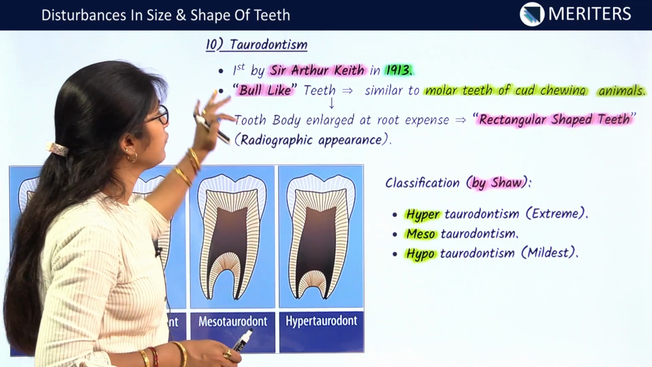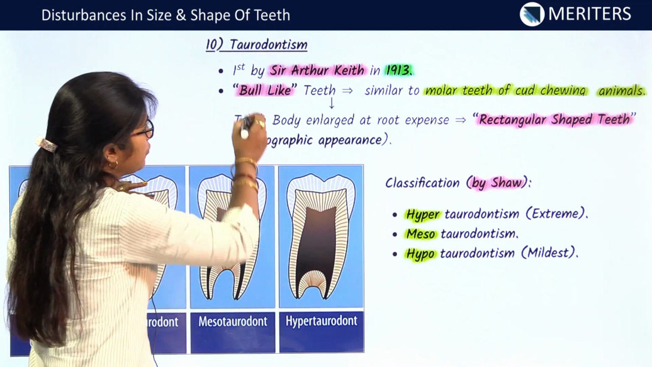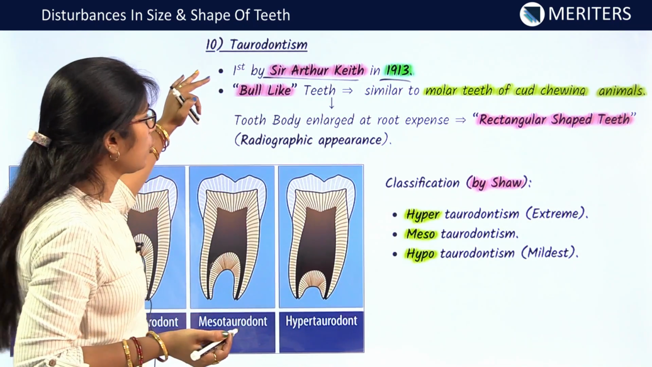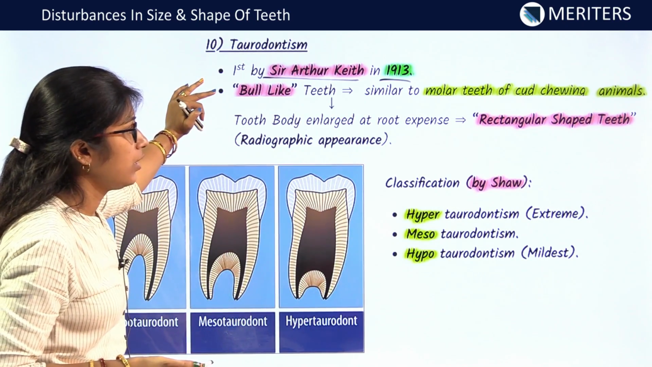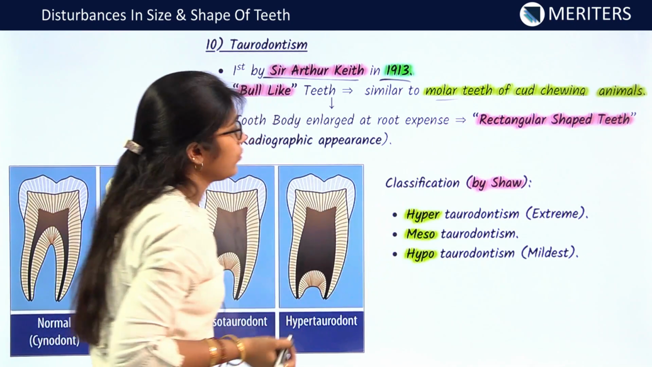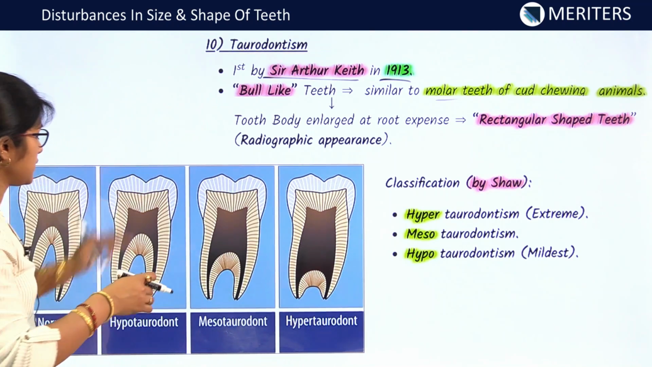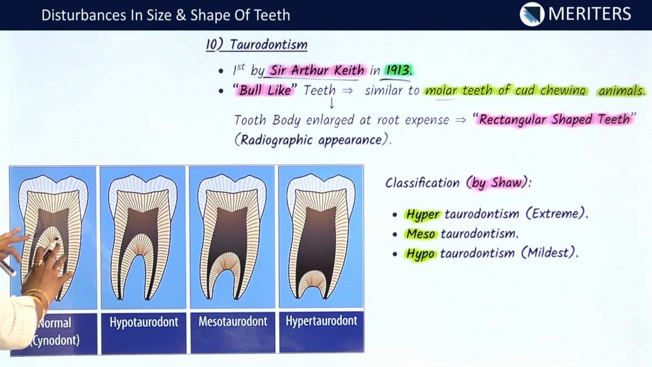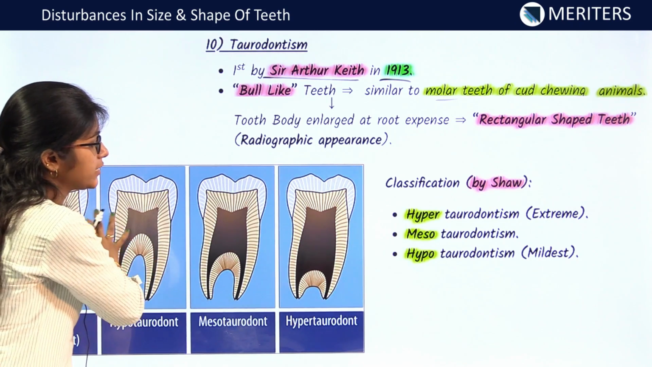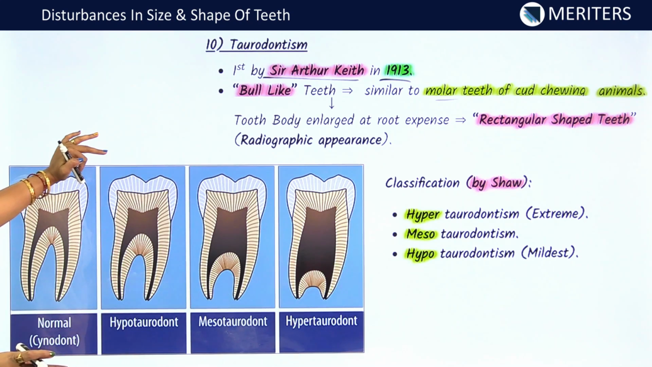Now next one, and very important, that is Taurodontism. Okay, and it was described first by Sir Arthur Keith in 1913. It is called Taurodontism, means bull-like. Okay, bull-like, similar to the molar teeth of cud-chewing animals. Okay, now tooth body is enlarged at the root expense. See, you can see this is the normal tooth. Now this is hypotaurodont. This is a classification given by Shaw. Here the taurodontism has been classified.